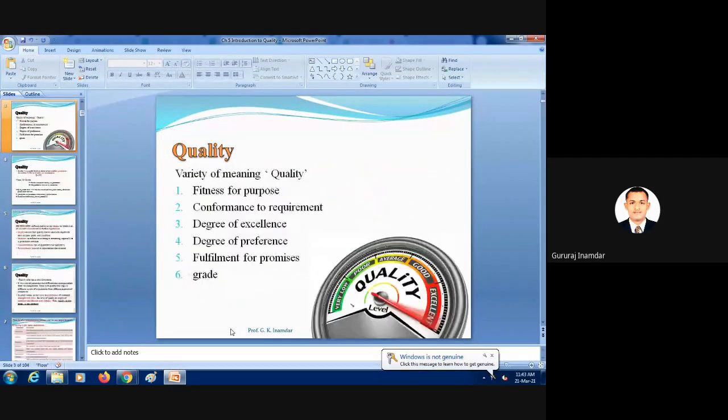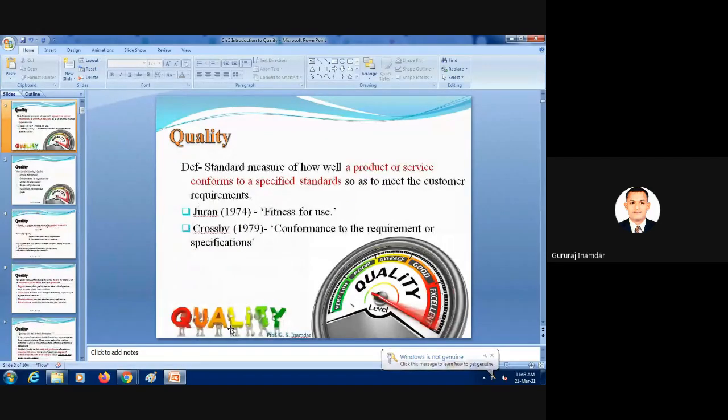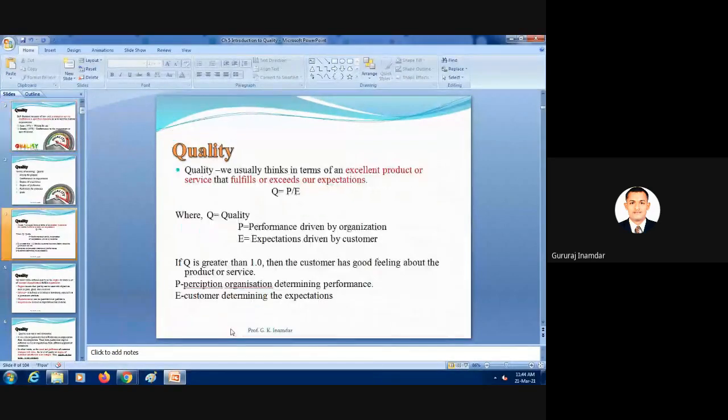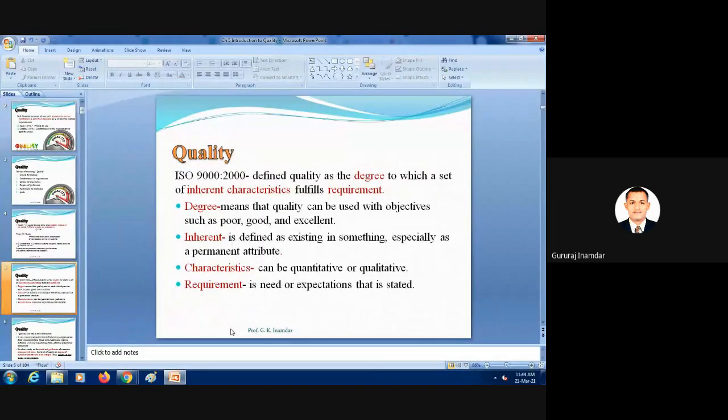As we saw here in this image, very low quality, poor, average, good, excellent. These are the degrees of quality, or slots or grades of quality. So degree is nothing but the quality can be used with adjectives such as poor, good, excellent. Good, bad. There are a number of degrees: for a product, yes, no, or different alternatives. A 1 to 5 scale may be there.